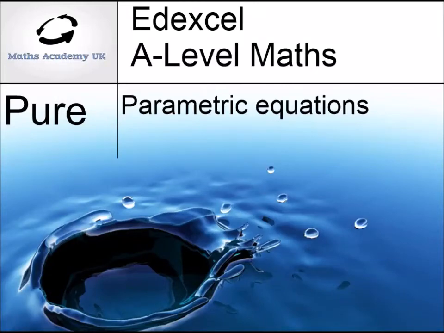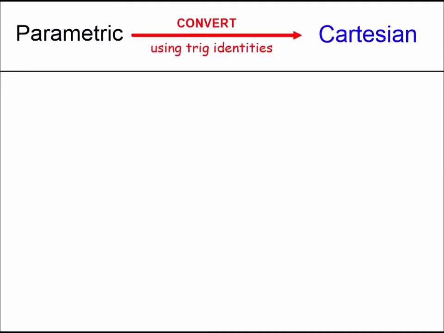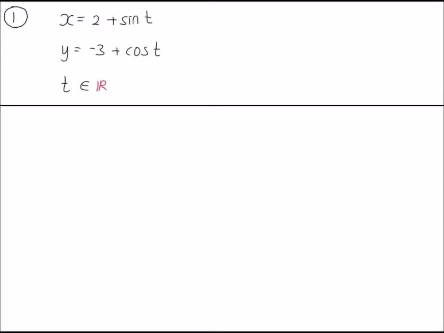Parametric equations. Using trig identities to convert parametric equations to their Cartesian form. Example 1. So we have two parametric equations.